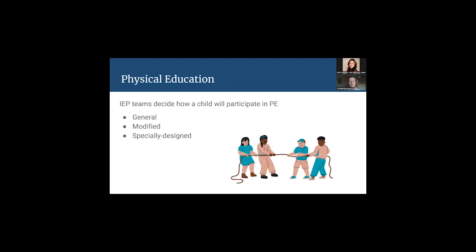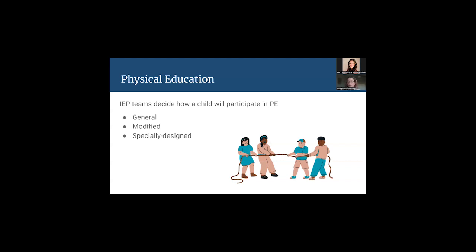Moving on to our next consideration. Quickly, this may just happen really fast at your IEP meeting, but we need to talk about how your child is going to be participating in physical education. There are 3 ways that the child could participate. In general PE, no accommodations are necessary. Modified might mean there are just some things that your child might need.